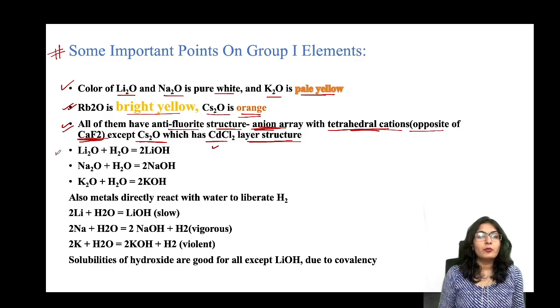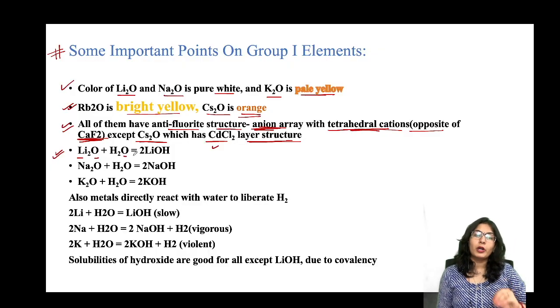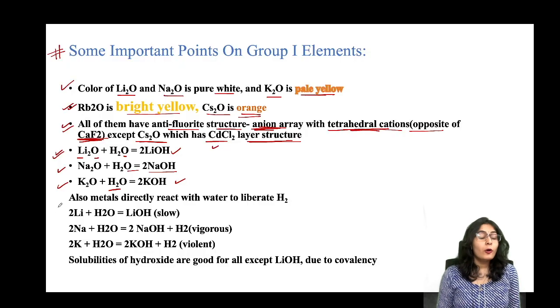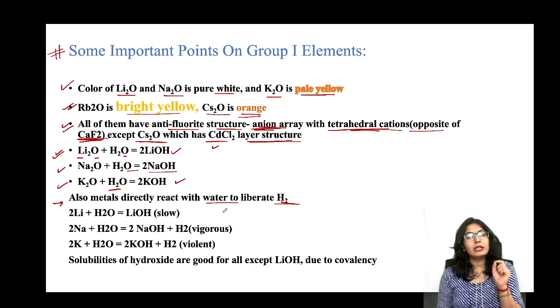Okay. Now moving onwards, simple reactions. Lithium oxide, when dissolved in water, is going to give you a base. That is how the basic property of metal oxides is shown. Okay, sodium oxide reacting with water gives you sodium hydroxide. Potassium oxide reacting with water gives you potassium hydroxide. Okay. Also, metals directly react with water to liberate hydrogen. This property is also there: all the alkali metals are going to react with water to give you hydrogen gas.